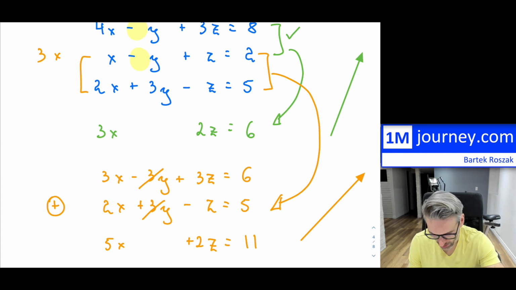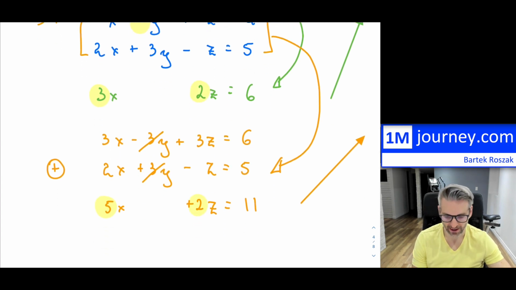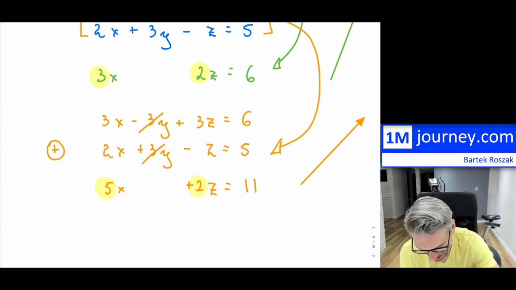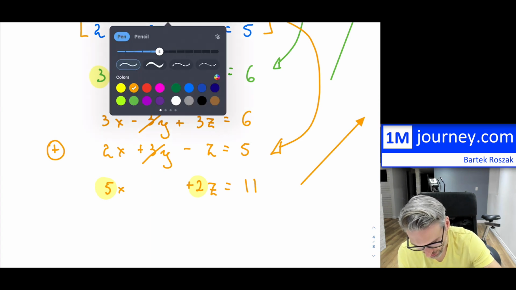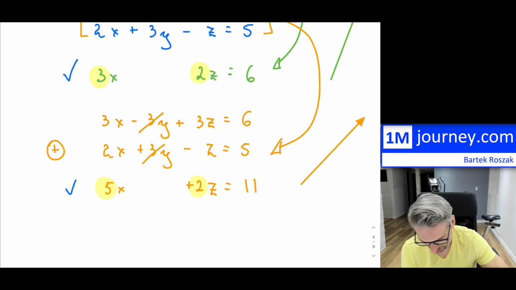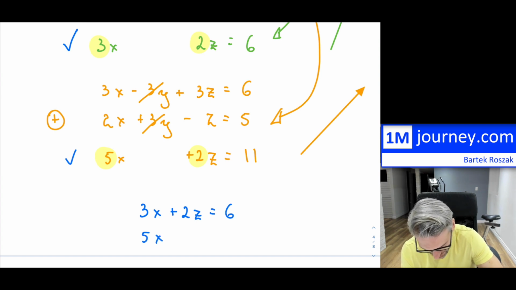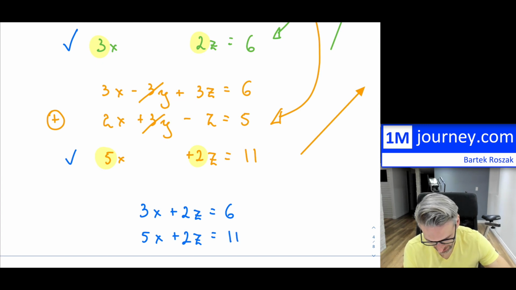Now, looking at the coefficients, they look pretty good. Notice this one's 3, this one's 5, this one's 2, and this one's 2. It doesn't look like they're multiples of each other. So it looks like this might be intersecting in some particular way. So let's take a look and see what happens here. The next step is you're going to take these two, this one and this one. So this is now 3x plus 2z is equal to 6, and 5x plus 2z is equal to 11. So that's what we're going to have here.